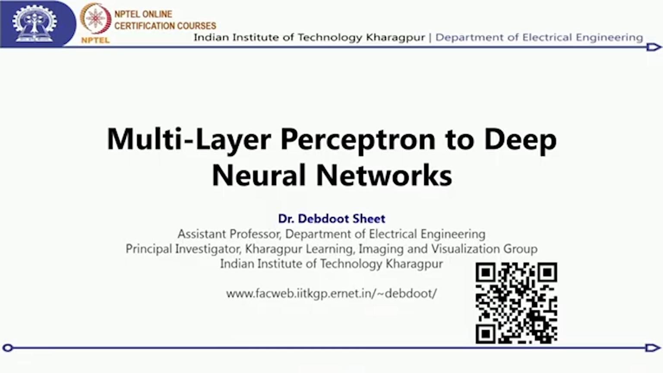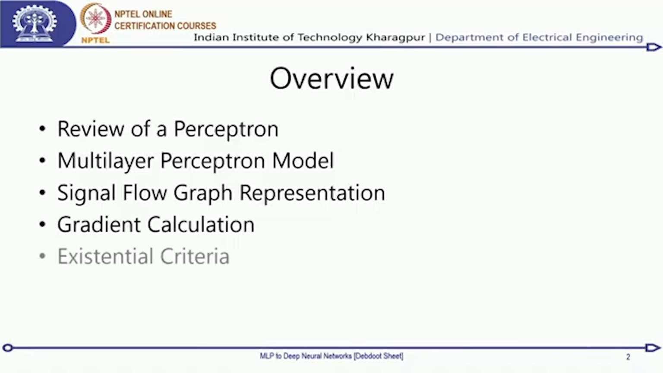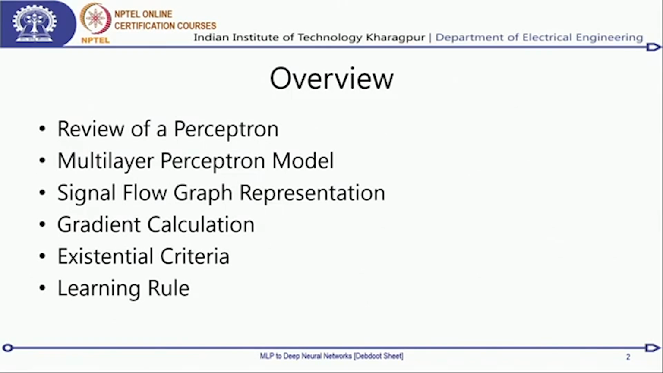Where we would start very specifically is with the multilayer perceptron, and that is our starting point, and from there eventually we will enter into what are known as deep neural networks, and their existence criteria and how they work. So, we will do a basic review of the perceptron model and the perceptron learning rule once again, and then enter into the multilayer perceptron.